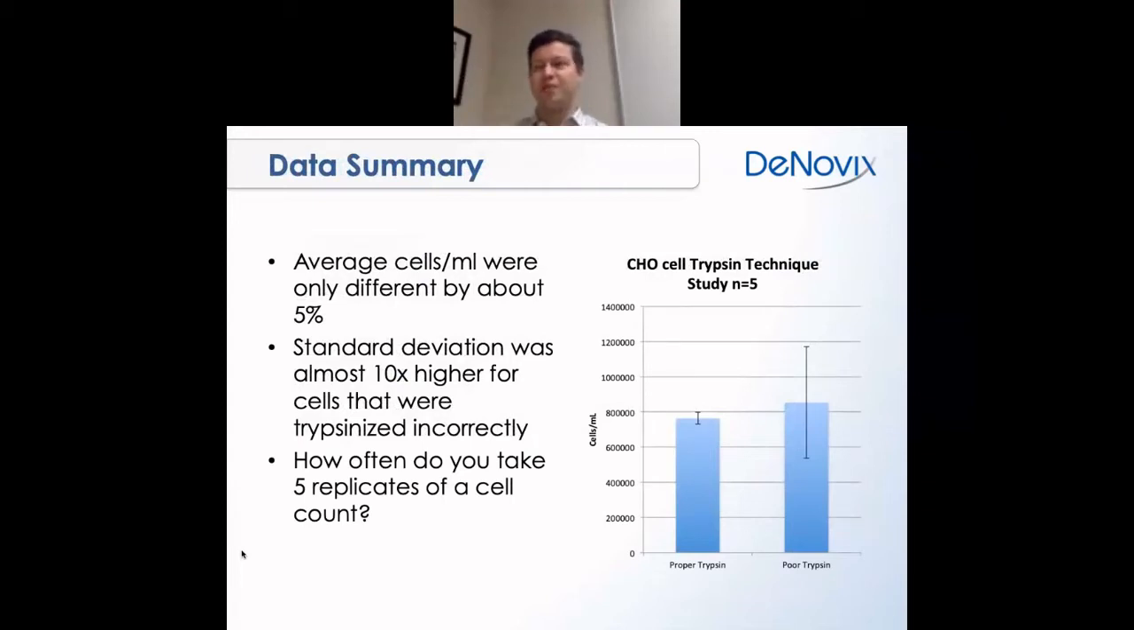So it becomes a question of, most people are going to do one count from their flask or from their plate. They're not going to do 5 counts to get a good average. So did you get something from the top of the standard deviation, or did you get something from the bottom of the standard deviation? That's going to have a big effect on your input into your later experiments.